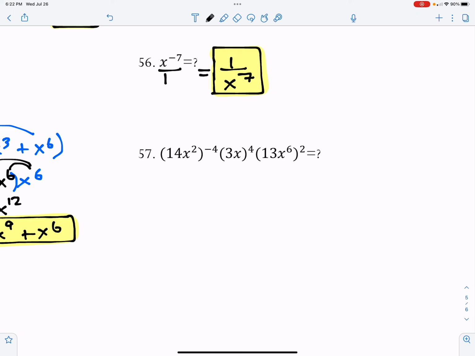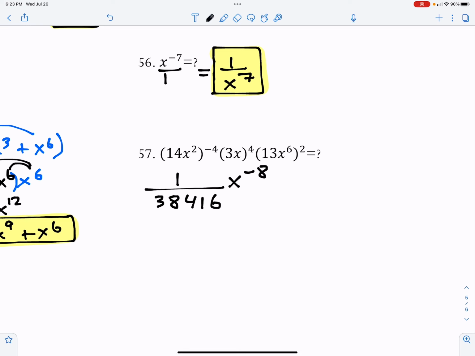Now, 57 looks hard, but if you take it in pieces, we can do this. We have to apply the negative 4th power to the 14 and the x squared. So 14 to the negative 4th power, if you put that in your calculator, you're going to get 1 over 38416, okay? And then x times x to the, and if we are multiplying a power to a power, that would be to the negative 8.